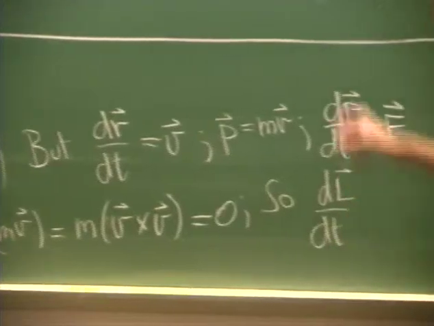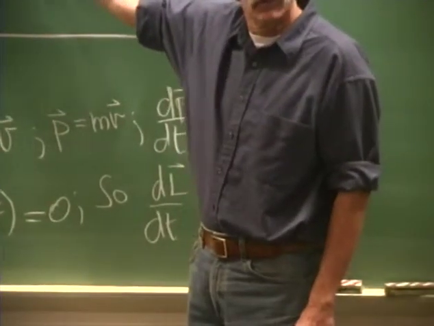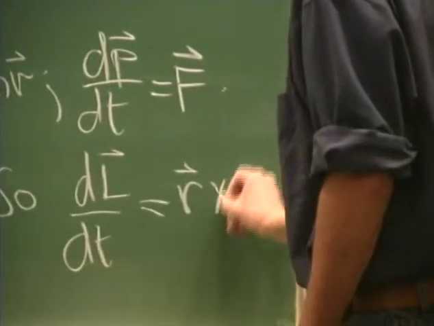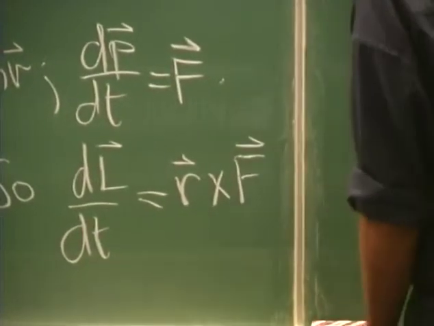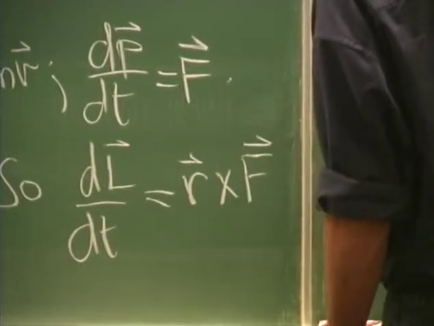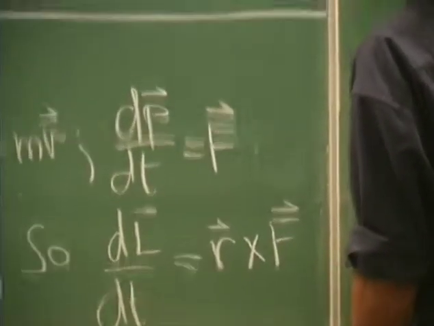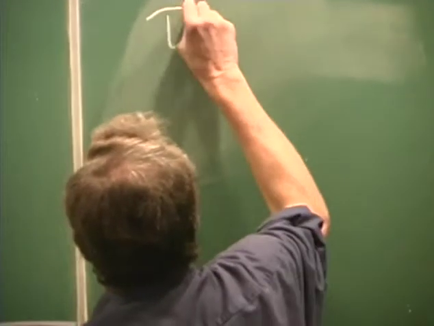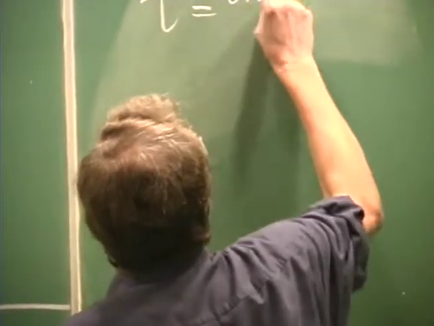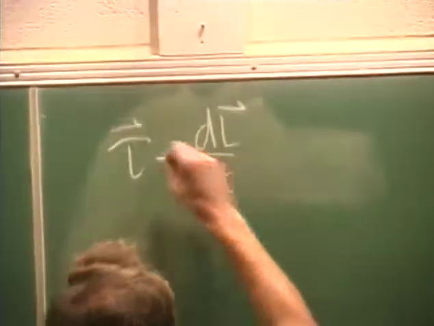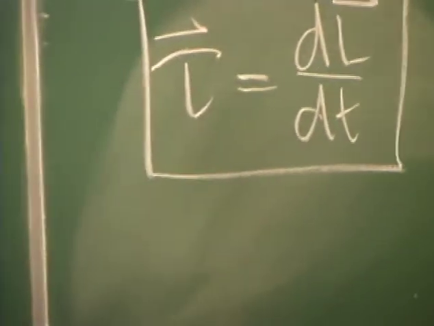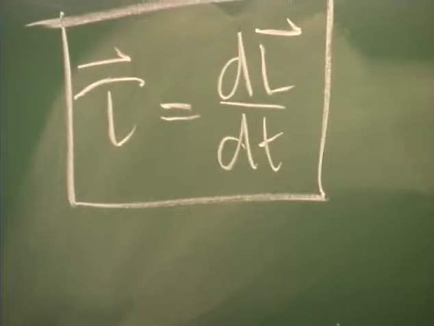Tau, Greek tau, it's the torque. So dL/dt is r cross F. Here's the grand conclusion: dL/dt equals tau. Or actually, let's write it the other way around so that it'll be a little more suggestive. Tau is equal to dL/dt. That's the grand conclusion. Torque is equal to the rate of change of angular momentum.